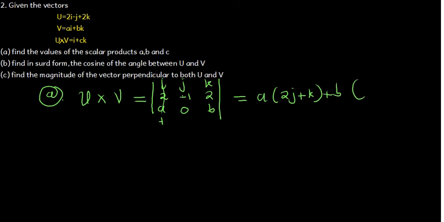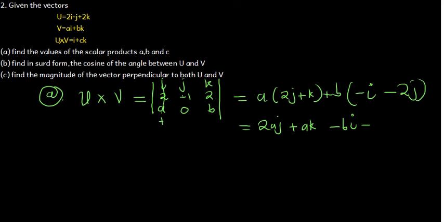I cancel the row and the column. I'm going to find the determinant of the matrix which remains. Multiplying this one and this one, that is going to give us negative i. And then minus, we are going to multiply this one and this one, that is going to be 2j. And this will give us, we are going to distribute, 2aj plus ak, and then minus bi, then minus 2bj. Okay, like that.